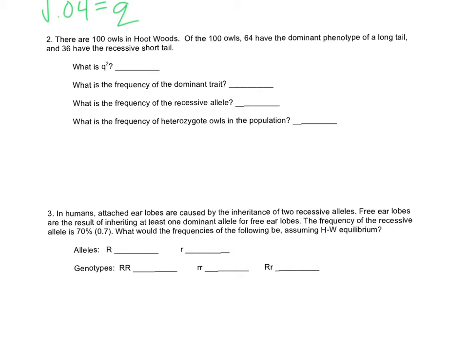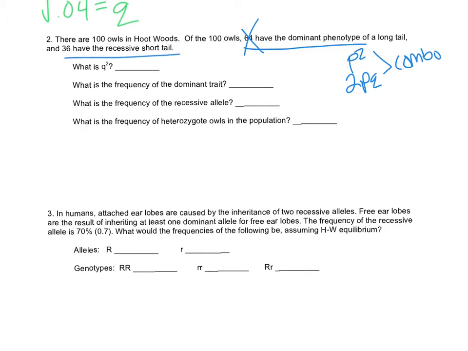Question number 2, again, figure out the information that you are given. There's 100 owls. Out of 100, 64 are dominant. That's a little bit tricky because I don't know if they are homozygous dominant, p squared, or if they are heterozygous, and most likely they are a combo of the two. So that number, 64, is not going to help me initially because I don't know exactly what they are.